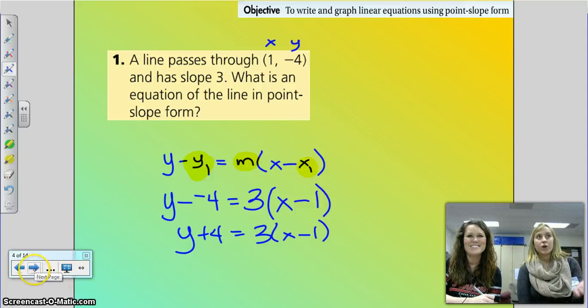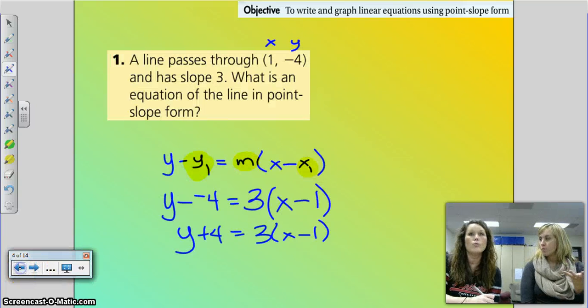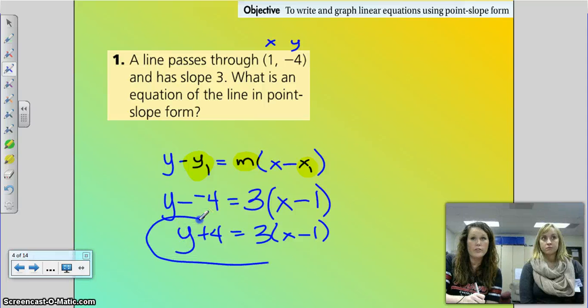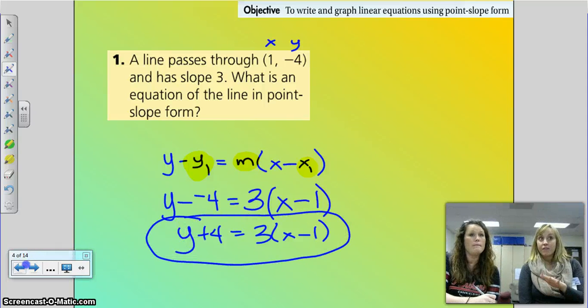From here, it's asking, what is an equation of the line in point slope form? Well, that is point slope form. Oh yeah, we were done. So you would circle this. This is the end. If you leave it as y minus -4, that's no bueno.